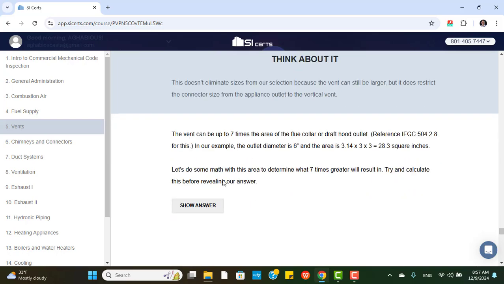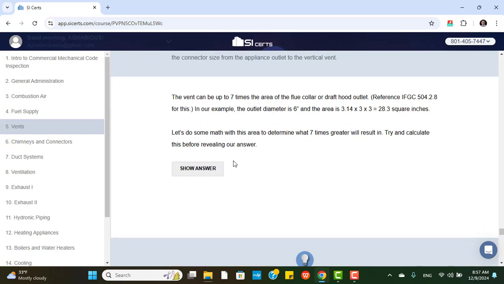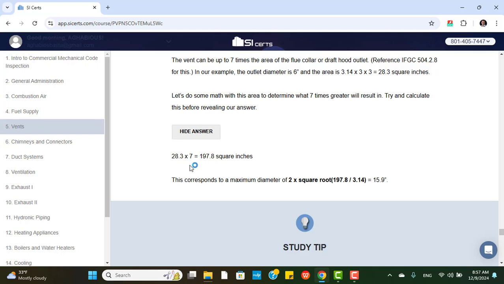Let's do the same. Let's do some math with this area to determine what 7 times greater will result in. Try and calculate this before revealing your answer. Show the answer. 28.3 multiplied by 7 will give us 197.8 square inches.